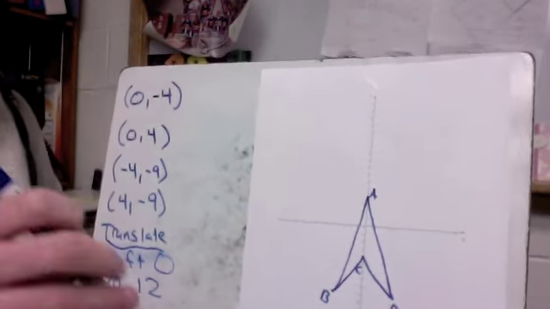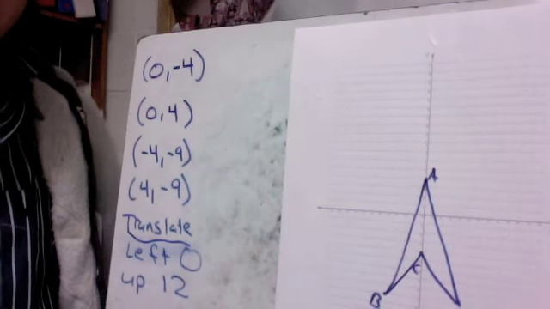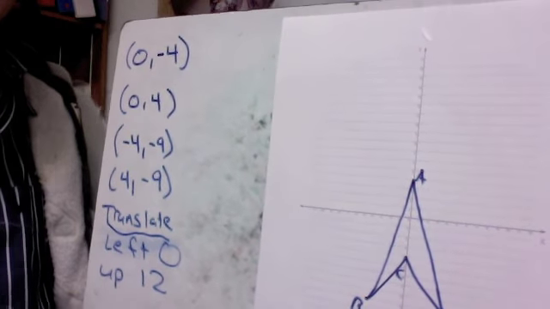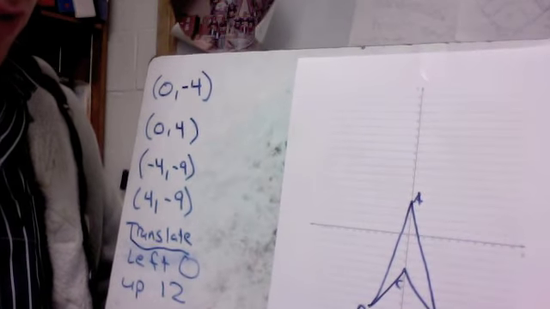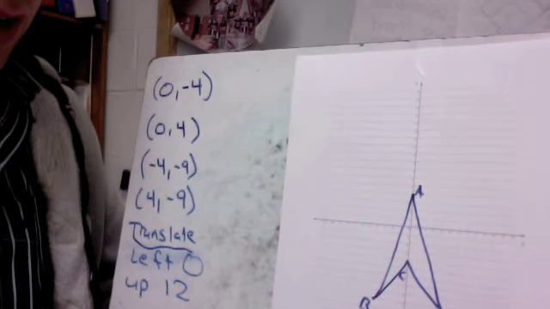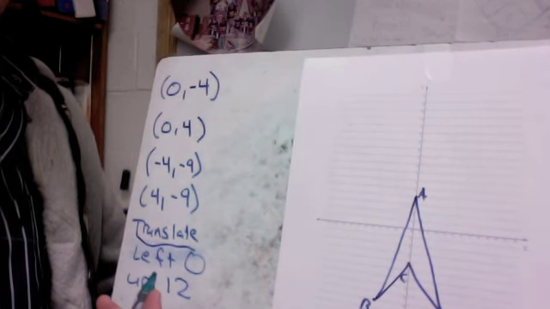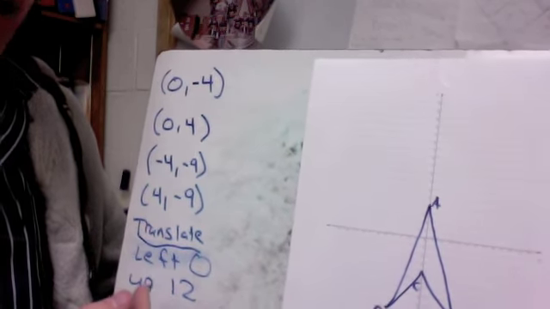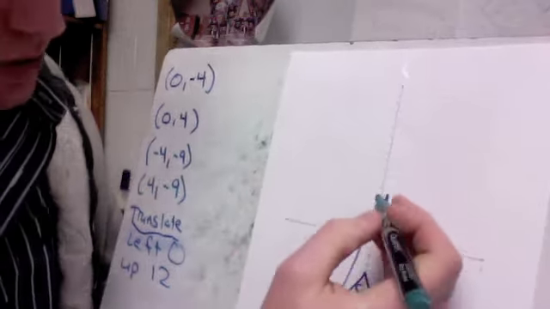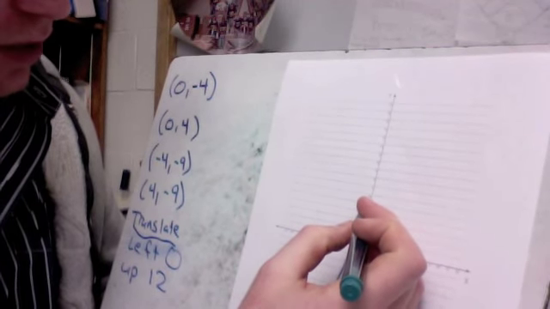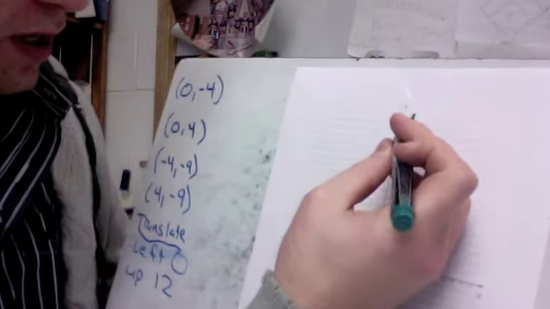Now we're going to follow the directions on here and translate it how it says. Our translation for this one, if you look over here, is left 0, up 12. So for every one of these points, we're going left or right none. All we're doing is going up 12 from all the points. That's how we're moving this. So I can just take 4. If I'm going to go up, I'd be at 16. So that's going to be our new A.